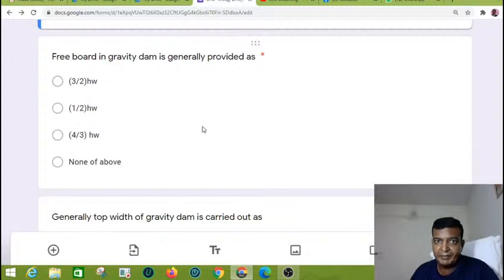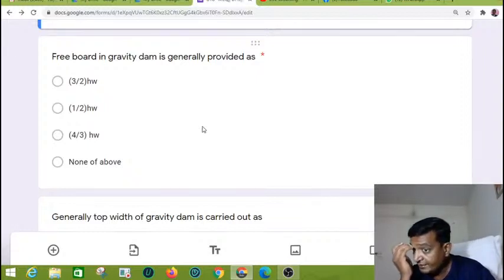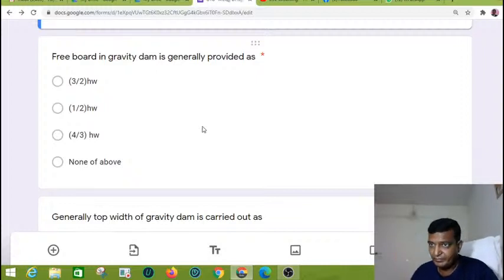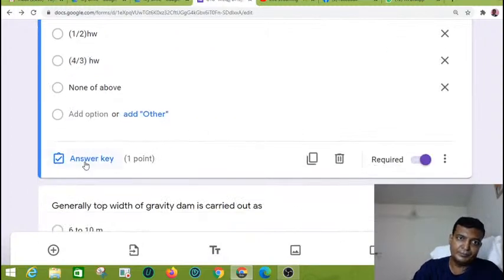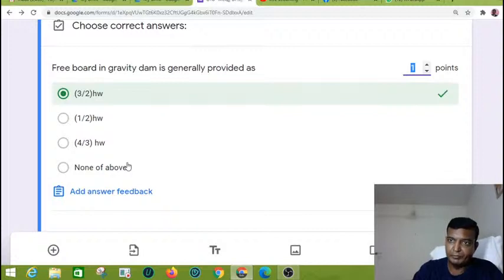Freeboard in the gravity dam is generally provided as 2/3 of HW, 1/2 of HW, 4/3 of HW. The answer is three by two. The answer is 3 by 2 HW.